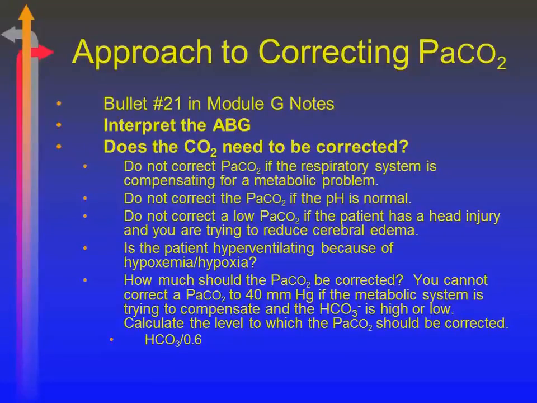So find out what my bicarbonate is, divide by 0.6, that's the PaCO₂ I want to correct to. Where that 0.6 comes from, I go through in the text. You can just say divide by 0.6. Makes life a whole lot easier. But it has to do with the Henderson-Hasselbalch equation, the ratio of bicarbonate to carbonic acid, and that 20-to-1 ratio, kind of an approach.